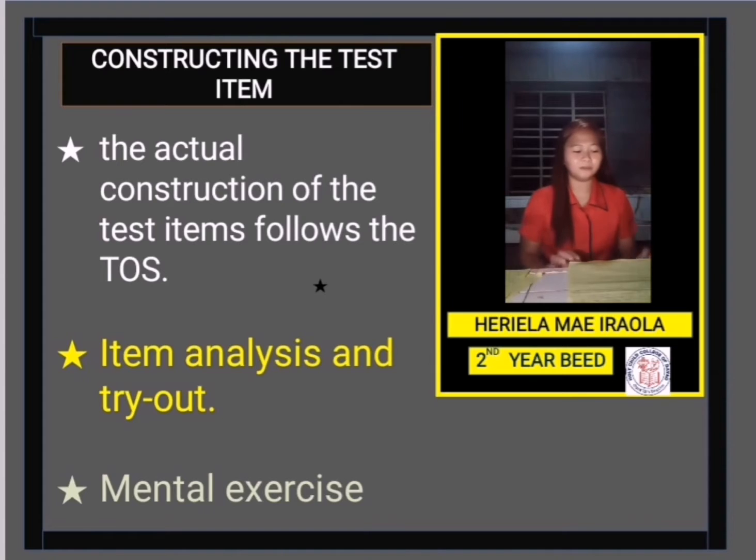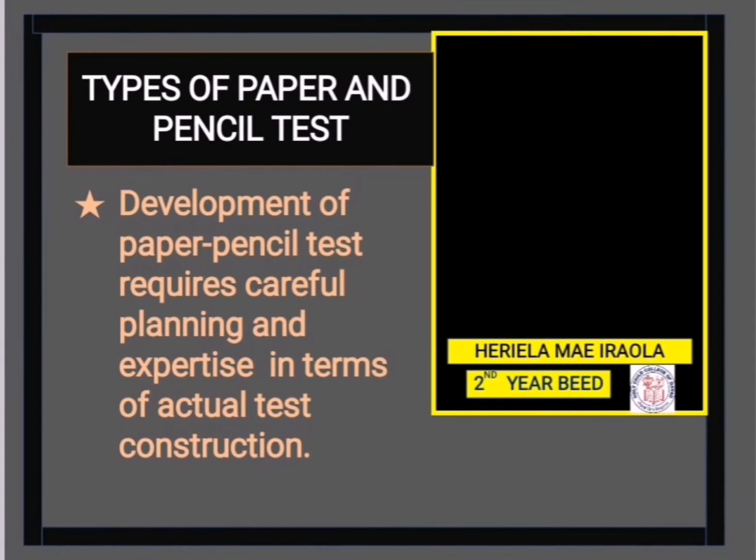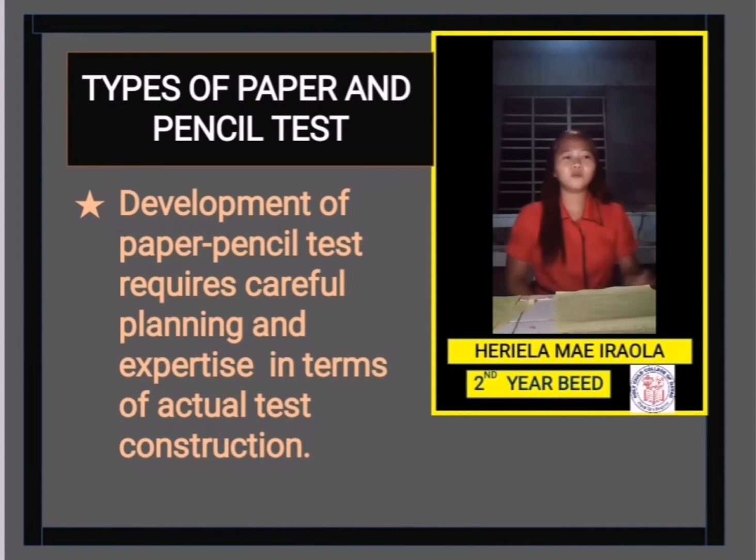Constructing the test item. In constructing the test item, the actual construction of the test items follows the TOS, like what I said. It is the construction of the test items following the TOS, or when we say item analysis and tryout or mental exercise. Next, paper and pencil test. The development of a paper-pencil test requires careful planning and expertise in terms of actual test and construction.